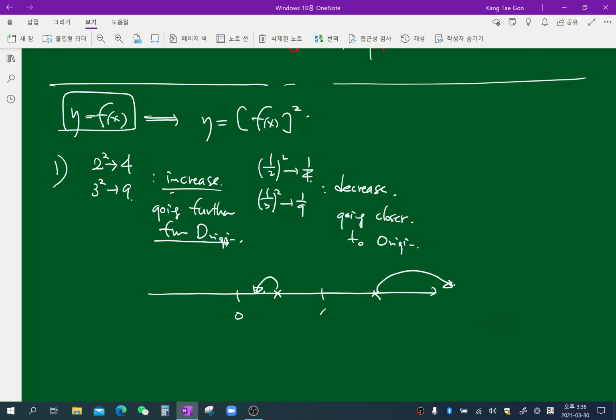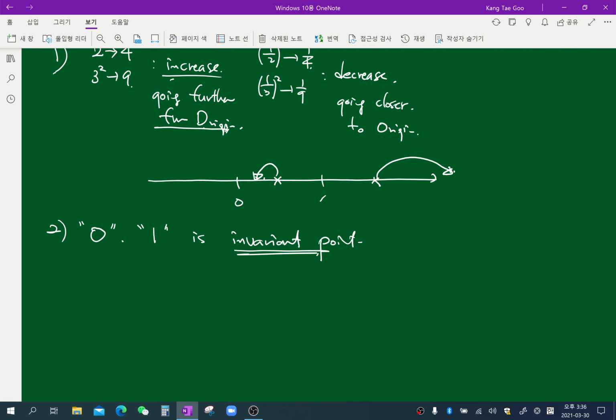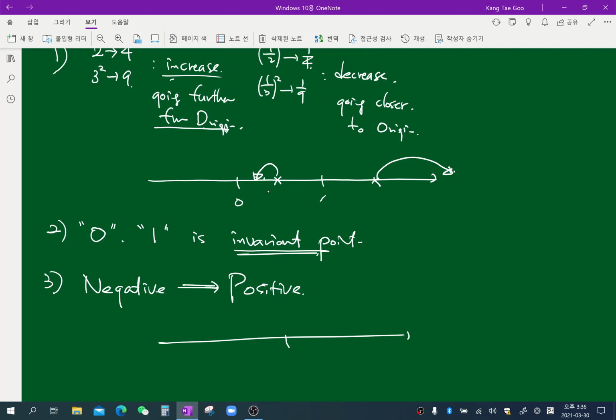Then the second factor you should know is 0 and then 1 is kind of invariant. Even though we make the square, it doesn't move at all. Correct? The value after the squaring will be the same as the previous original value. The third one is negative goes to be positive, which means whatever number below 0, it goes to the positive side.